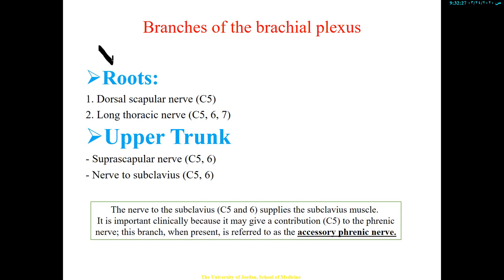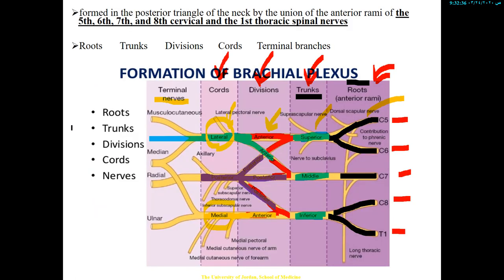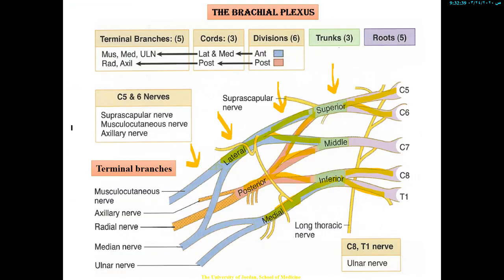Now here we should highlight and conclude that the roots and the trunks, some of them, give branches. So when we go back to this drawing here, you would see that from the roots there is a very interesting nerve. C5, C6, and C7 give us this nerve, the long thoracic nerve. So the long thoracic nerve is not originating from the trunks or the divisions or the cords. It is immediately coming from the roots. Which roots? C5, 6, and 7.